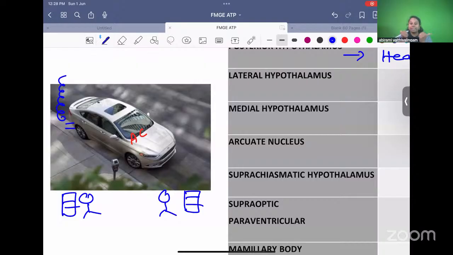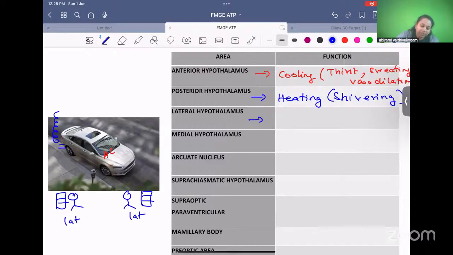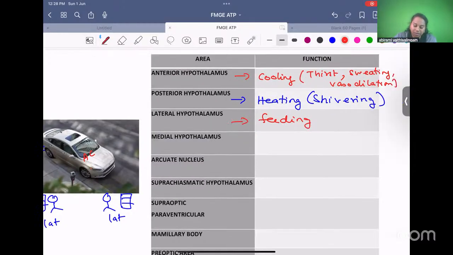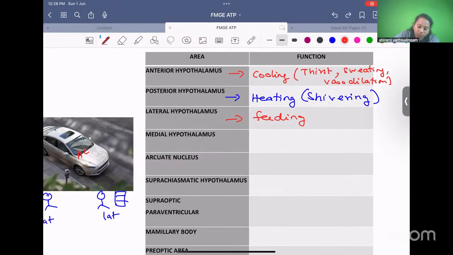So two people sitting laterally, they are just eating. Feeding center, and by looking at some sceneries, they can remain awake. So feeding, lateral nucleus, this helps in feeding. Hunger center, and also wakefulness.